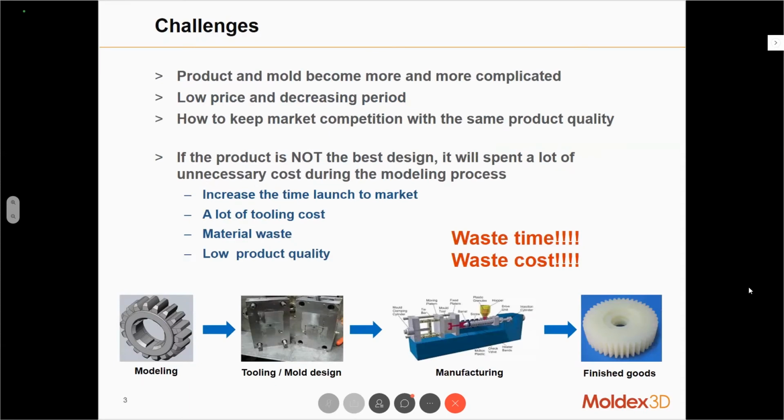Let's start with the challenges. Nowadays, product and mold become more and more complicated. With more complicated products, we're still willing to have low prices and decreasing period, which means we are trying to decrease the cycle time to get more products in one day.